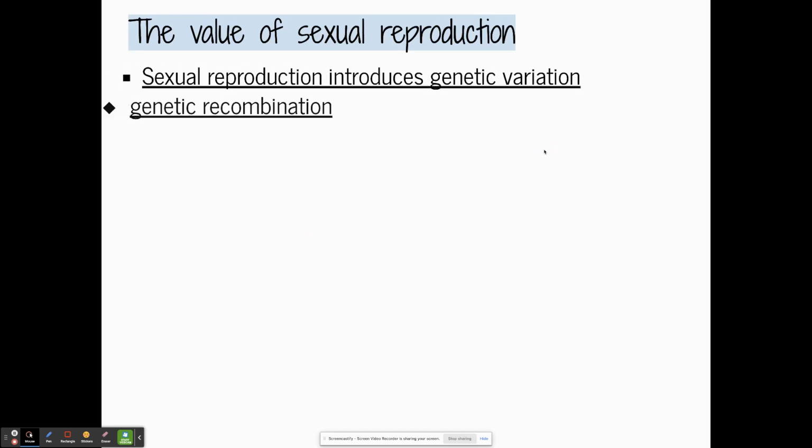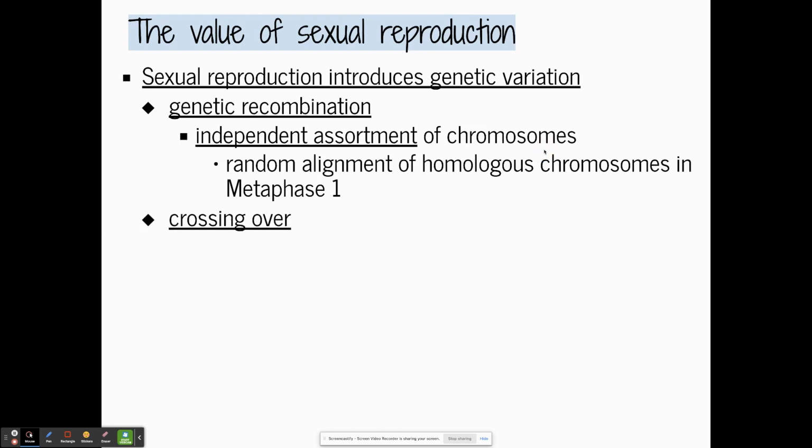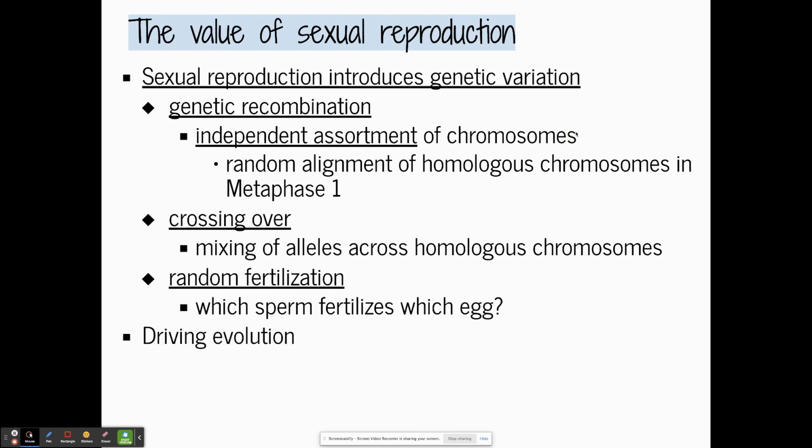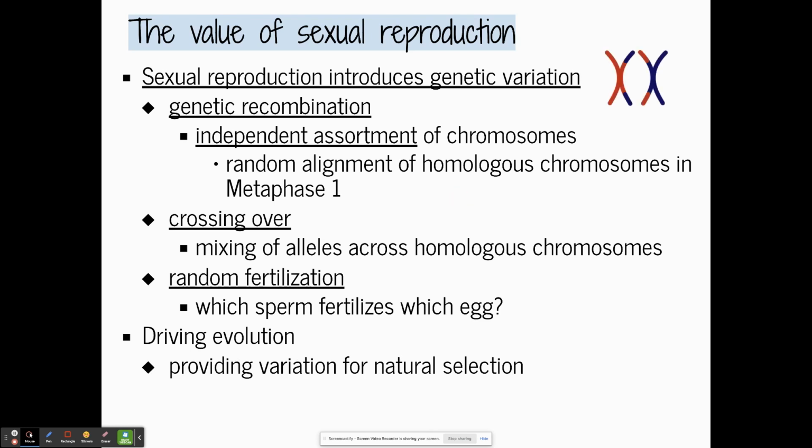If there's anything, please make sure that you listen to this. What's the value of sexual reproduction? Sexual reproduction introduces genetic variation. Genetic recombination occurs in 3 ways: independent assortment, crossing over, and random fertilization. Independent assortment of chromosomes is the random alignment of the homologous chromosomes in metaphase 1. Crossing over is the mixing of alleles. And random fertilization is which sperm fertilizes which egg. That's all done randomly, okay? It's the driving force for evolution, and it provides variation for natural selection.